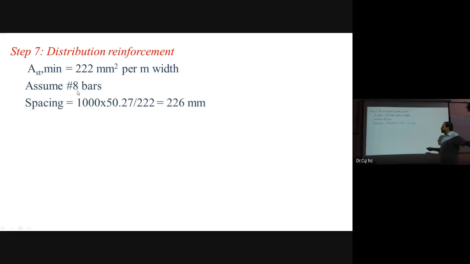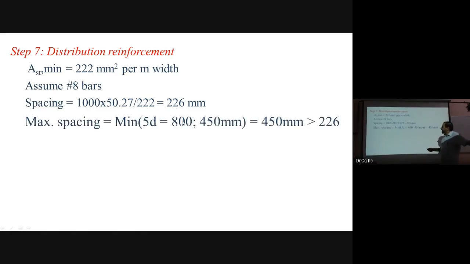Therefore, spacing ಎಷ್ಟು ಬರುತ್ತೆ ನೋಡುವ ಈಗ. ಈ 8 mm dia bars ಅಂದ್ರೆ then it comes to 1000 multiplied by area of this bar divided by 222 is equal to 226 millimeter. ಒಂದು ಬಾರಿಂದ ಇನ್ನೊಂದು ಬಾರಿಗೆ spacing ಎಷ್ಟು ಬರುತ್ತೆ? That is 226 millimeter. Therefore, maximum spacing is minimum of 5 into effective depth, that is 800 millimeter, or 450 millimeter.